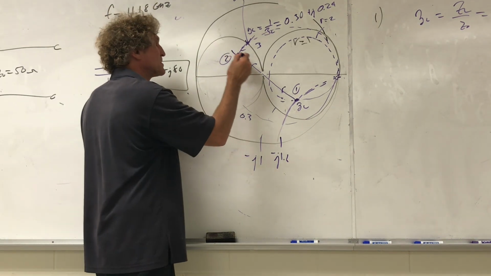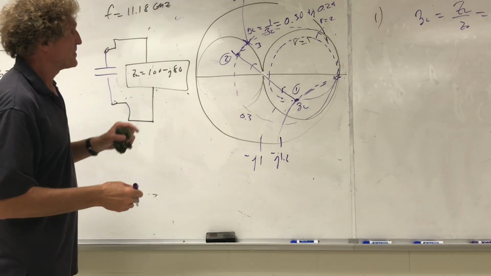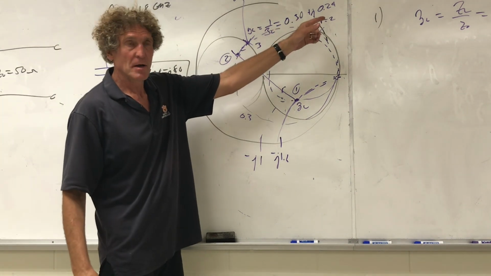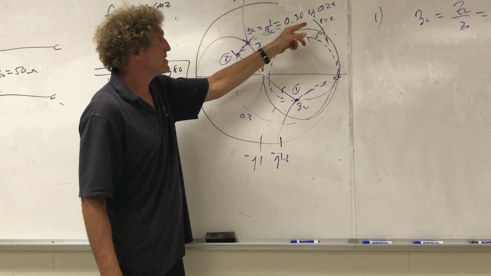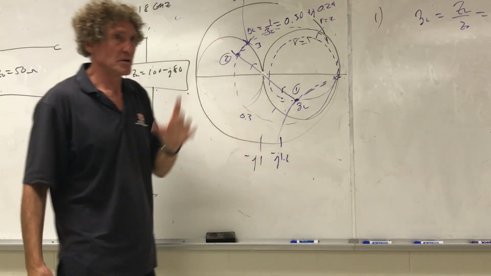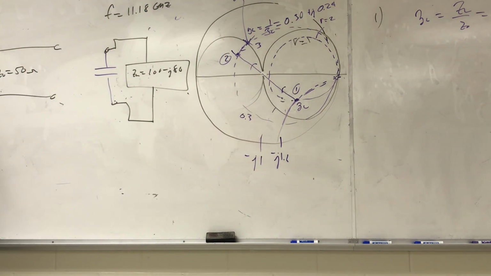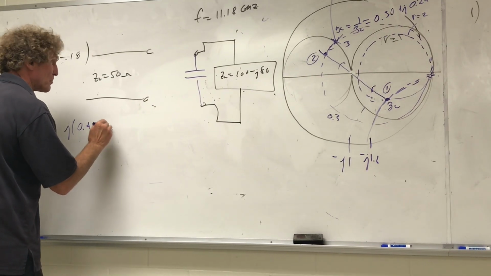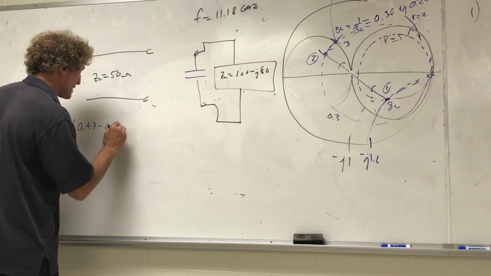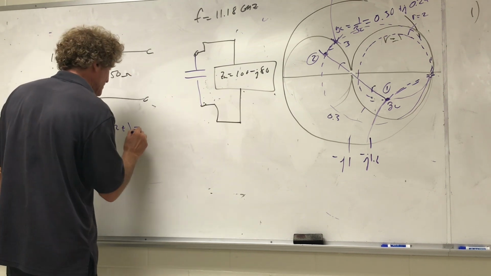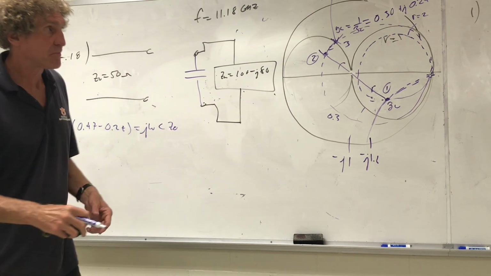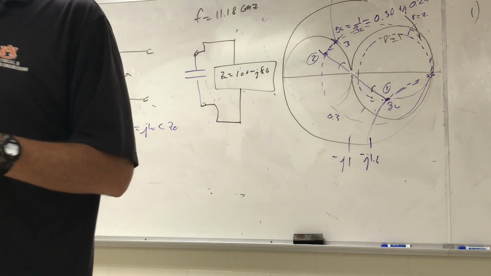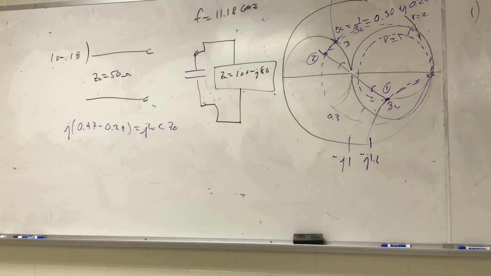So what's the difference between here and here? Well, this point is at 0.24. This point is at 0.47, right? So if we take 0.47 minus 0.24, put a j in front of it, that has to be equal to j omega C times Z naught, the normalized value of the capacitive admittance. Do you all agree with this?